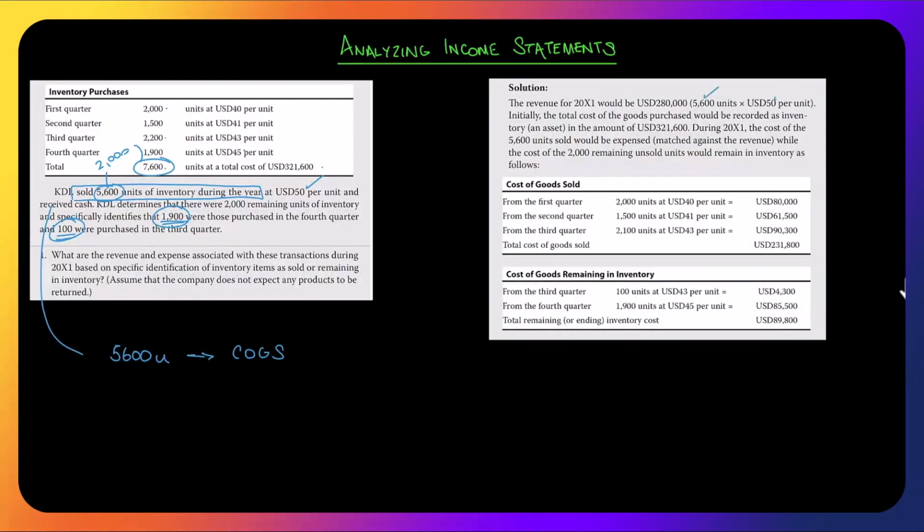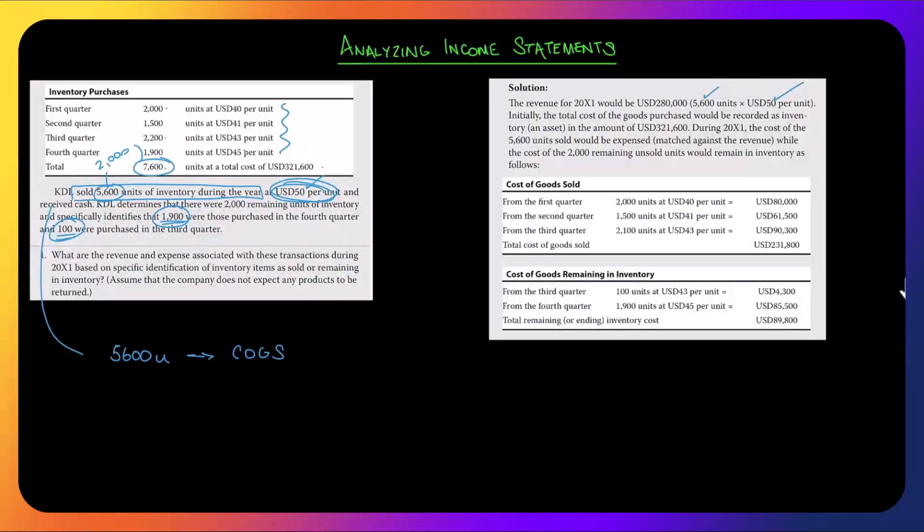280,000, 5,600 units at 50 per unit. Doesn't matter what the costs were. The fact is every single one was sold at 50. There's our revenue. Total cost of goods purchased all goes into inventory.